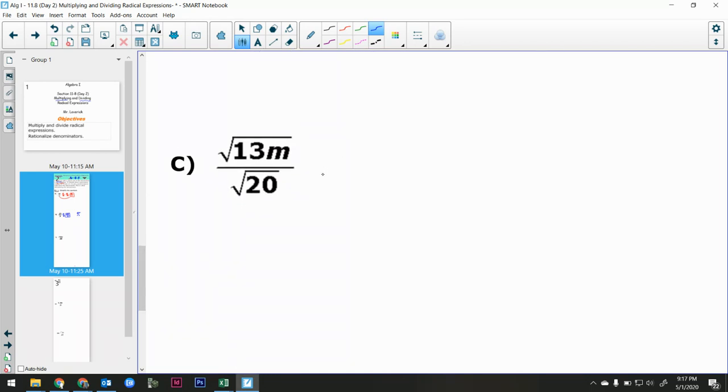All right, now this is the first problem where I can break down something. I can't break down 13, but this 20 is reducible. 2 and 10, 2 and 5, I see a set of buddies that can come out. So this is radical 13 divided by 2 radical 5, right? Radical 20 gets into 2 radical 5.